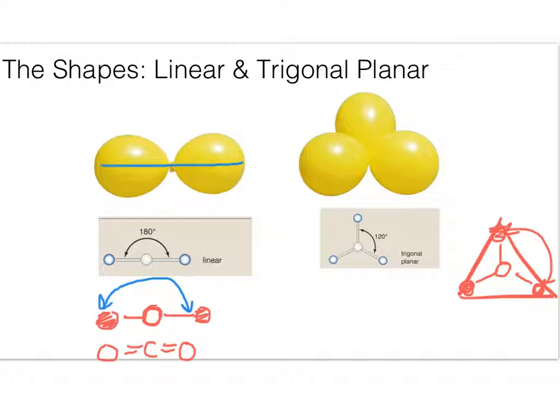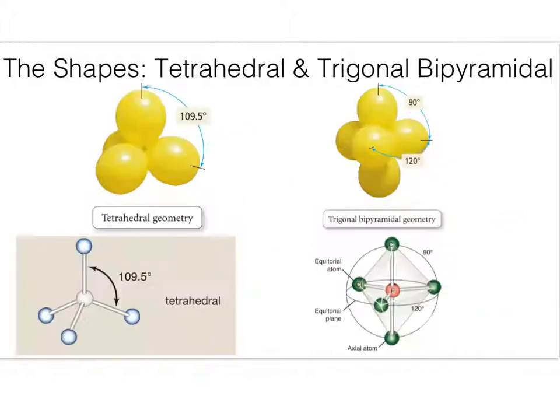And that's the farthest bond angle you can have, and we're going to call this trigonal, for 3, and planar because it's all in the same plane. So this is a trigonal planar structure. It's flat, and each one is 120 degrees from each other.